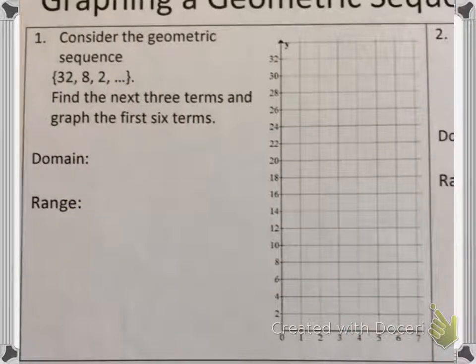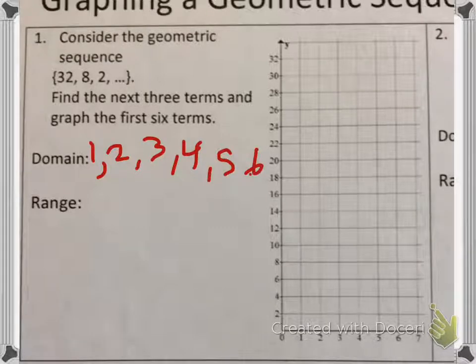Okay, this next one says consider the geometric sequence. My geometric sequence says 32, 8, 2. It says find the next 3 terms and then graph the first 6 terms. So if I'm graphing the first 6 terms, I'm 1, 2, 3, 4, 5, and 6 on my domain, or my x values. My range is going to be 32, 8, 2.